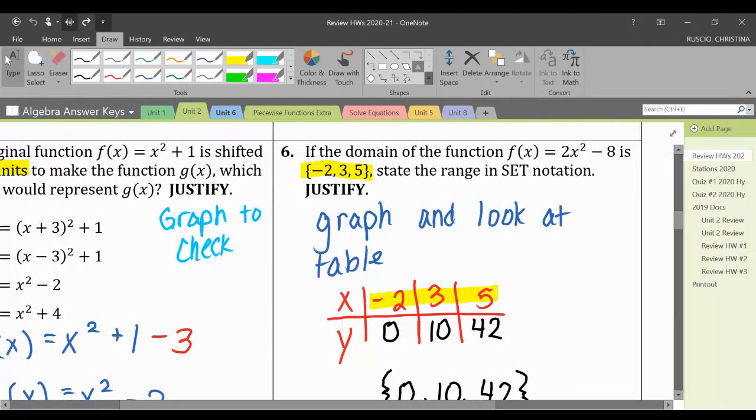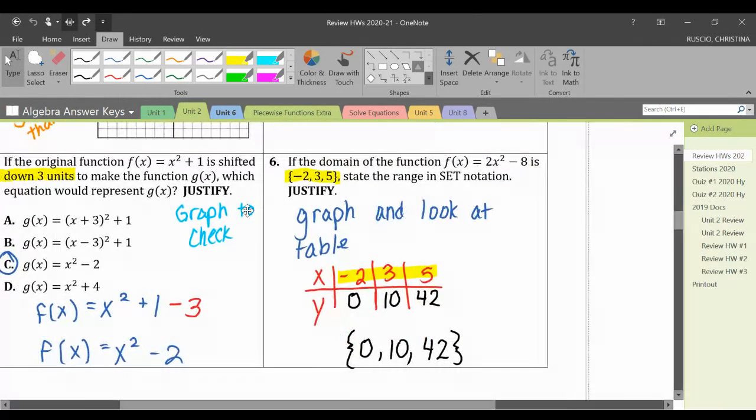Okay, and last but not least, here's question number 6. They told us a function, and then they gave us a domain. So then what we had to do was find the range. So in your mind, you need to think domain, x values. So I'm going to make a table. I'm going to put these values in, and then I'm going to graph this on my graphing calculator. When I do that, I end up getting a table and a graph. In order to see the table, I have to push Control-T.